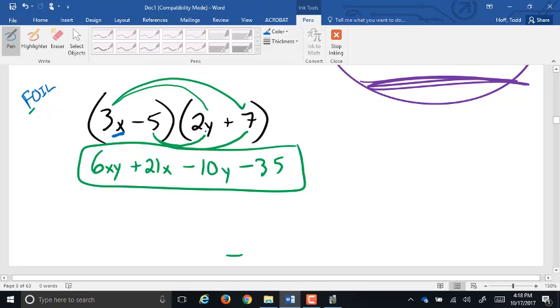No. Because these were not the same variables, there's nothing there that we can combine together. If those were both x's, there normally would be two terms that we can combine. But in this case, we cannot.